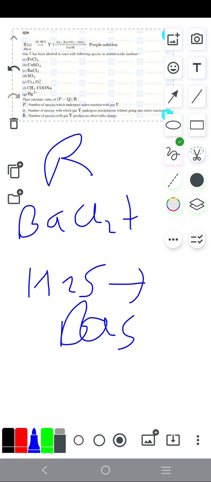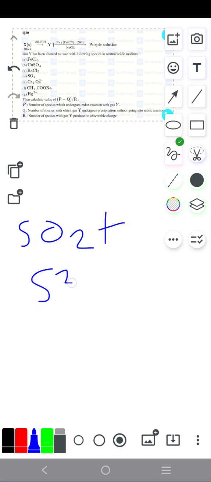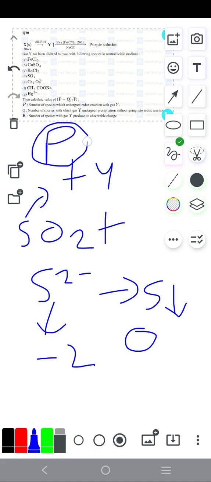And now let's move to the D part, which says reaction of SO2 with sulfide. Now this will undergo disproportionation to form sulfur. It is a disproportionation because sulfur here is +4. No, actually it is comproportionation, not disproportionation, because sulfur is here in +4 oxidation state, and here it is -2, and this would combine to go to 0. So this is a comproportionation reaction, a precipitation reaction and redox. So this will be categorized under P.